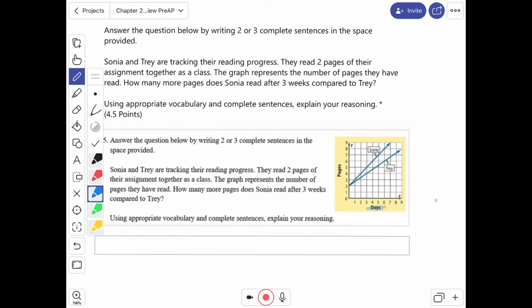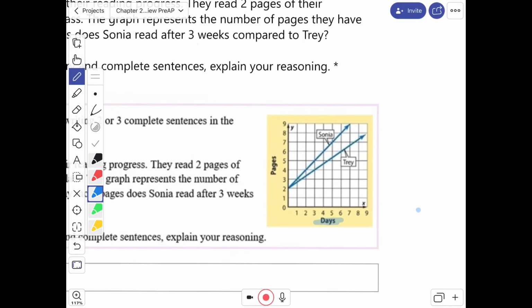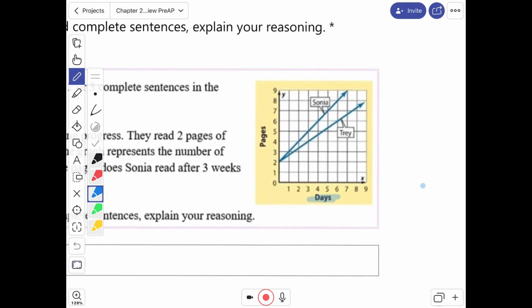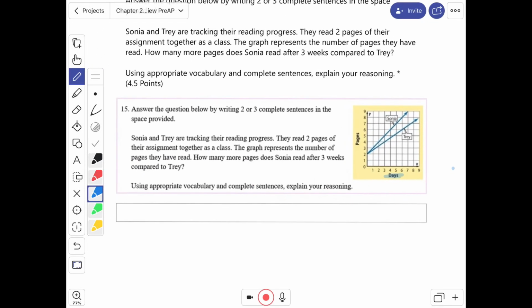So this graph shows how many pages they've read, and it shows it in days. It does not show weeks, and the problem asks about how many pages they will have read after 3 weeks. So we need to figure out their rate so we can calculate for 3 weeks. 3 weeks would be 21 days.